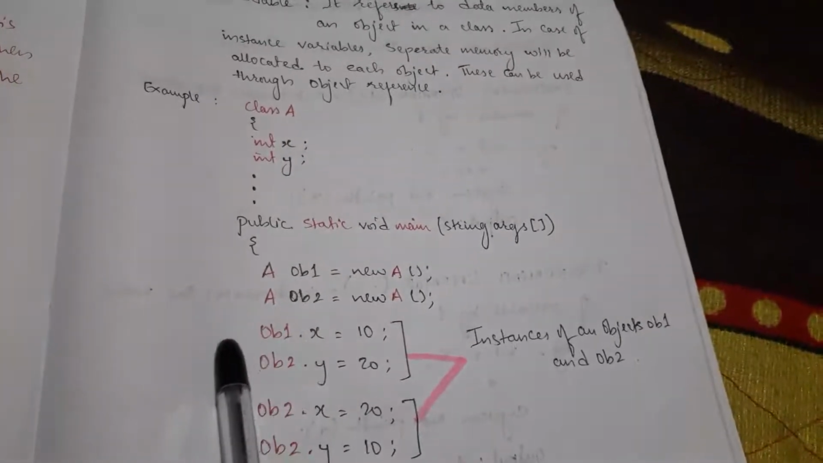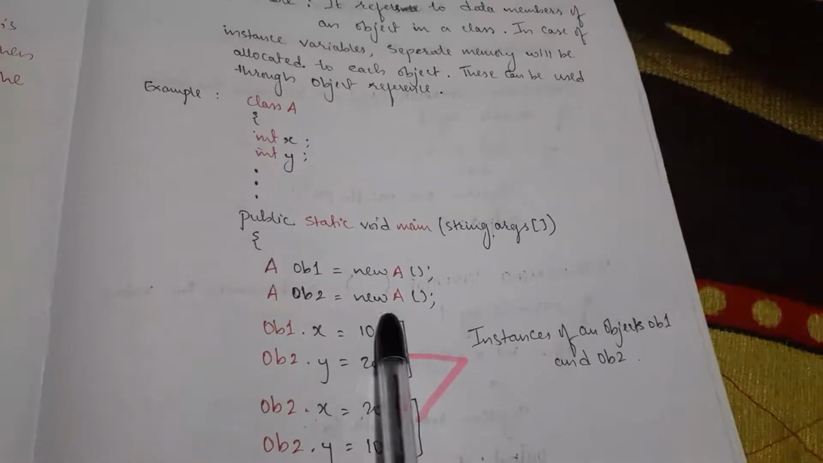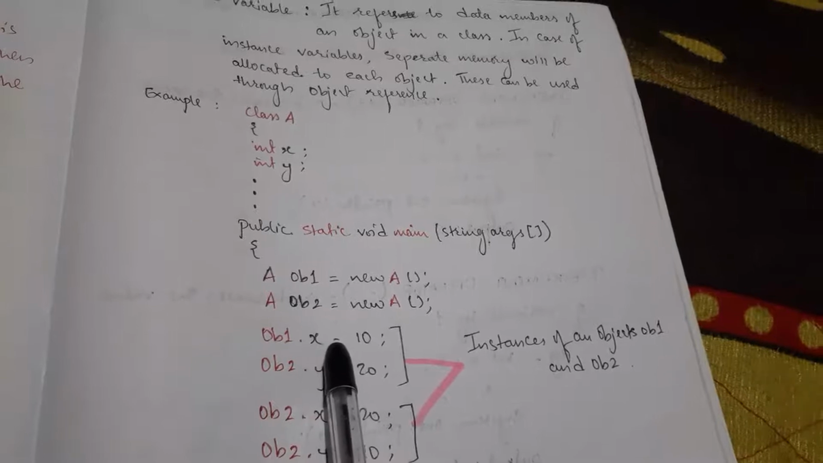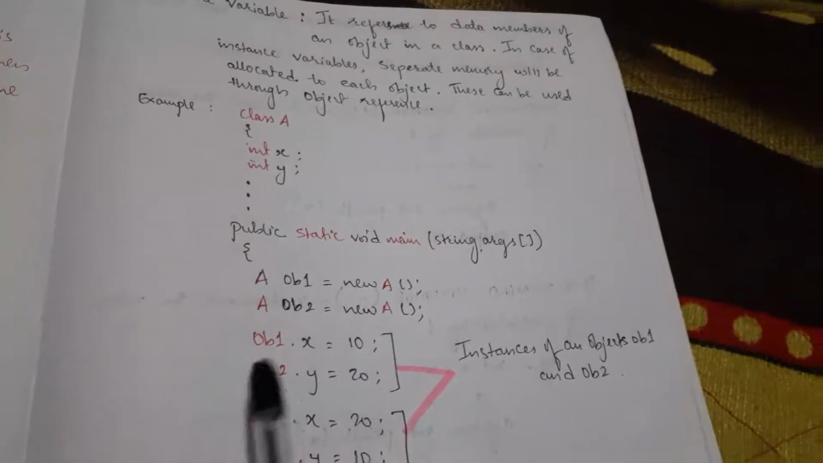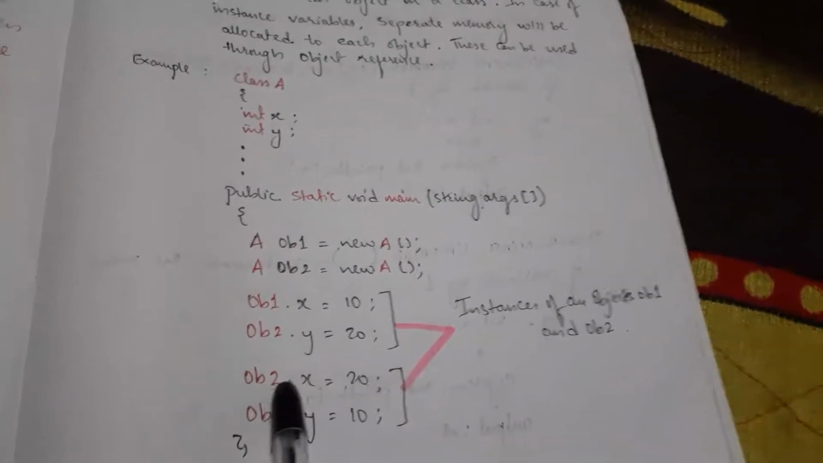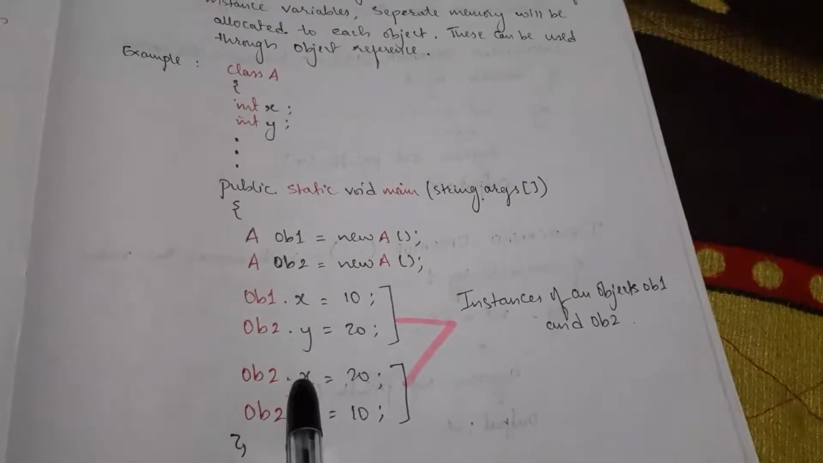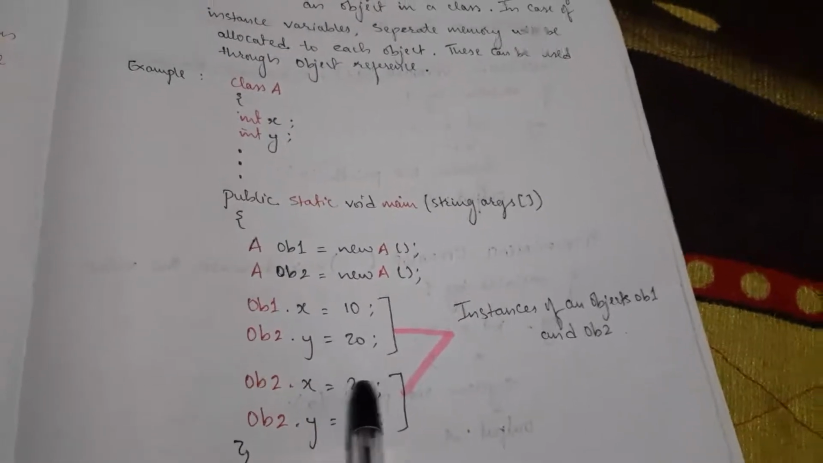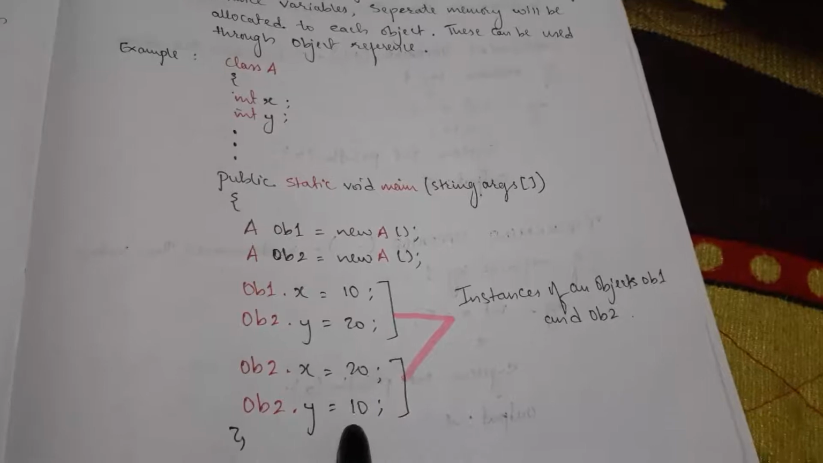Now in this memory, we have to store the values, like ob1.x, where the value stored is 10. Likewise for y, the value stored is 20. Then ob2.x and ob2.y, again with values; after changing the values, the same kind of int values are stored here.